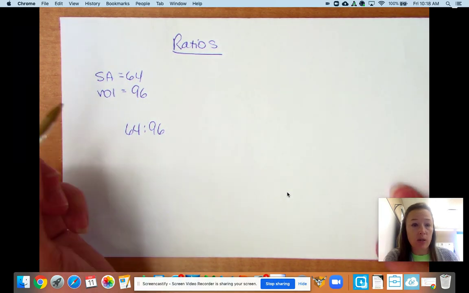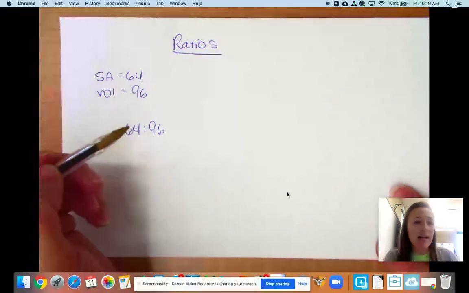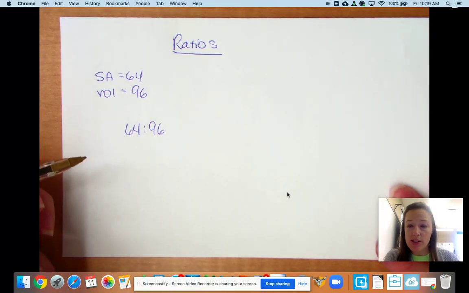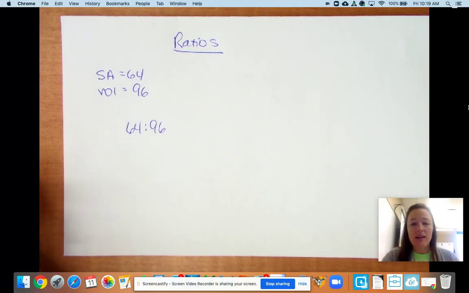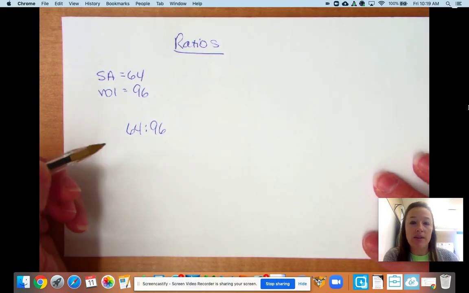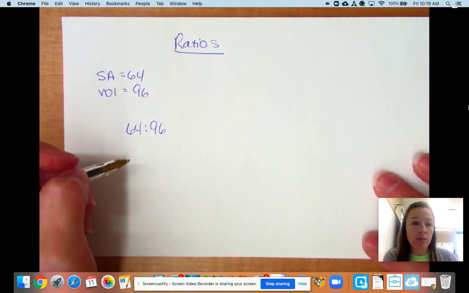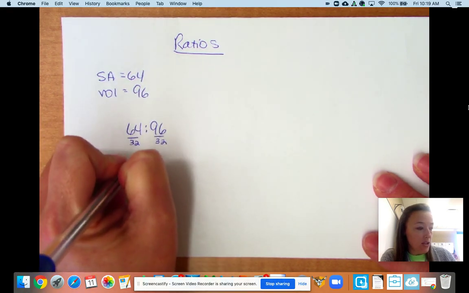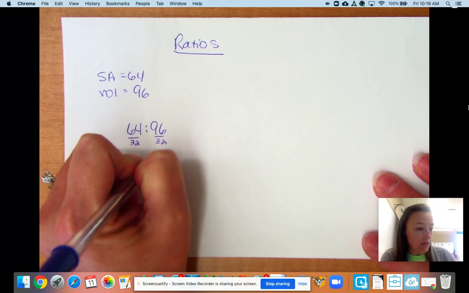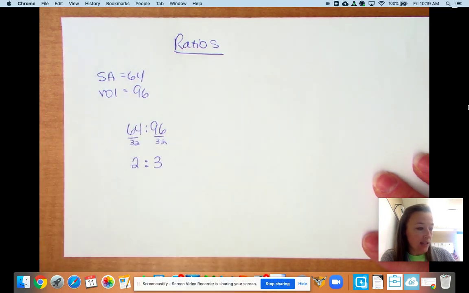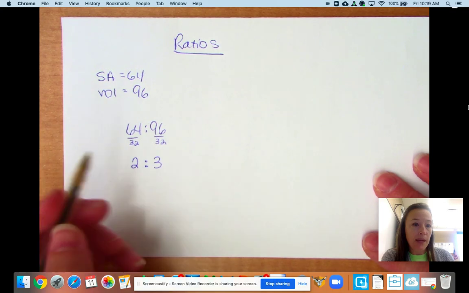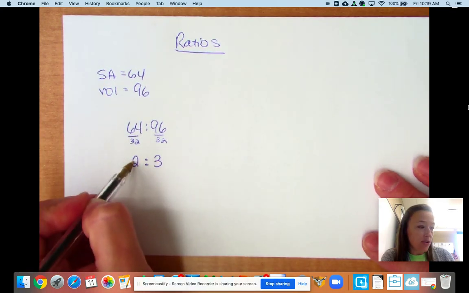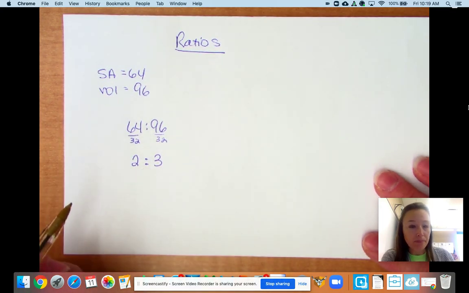We can reduce it first by finding the greatest common multiple, which is a term that I learned, I think, in elementary school math. I don't even know if they use it anymore. Somewhere along the way, maybe you've heard it or learned it. But it is simply the largest number that divides into both of these. And so the largest number that will divide into both of these is 32. And so we can reduce our ratio from 64 to 96 down to a 2 to 3 ratio. So what that means is for every 2 units of surface area, there are 3 units of volume.